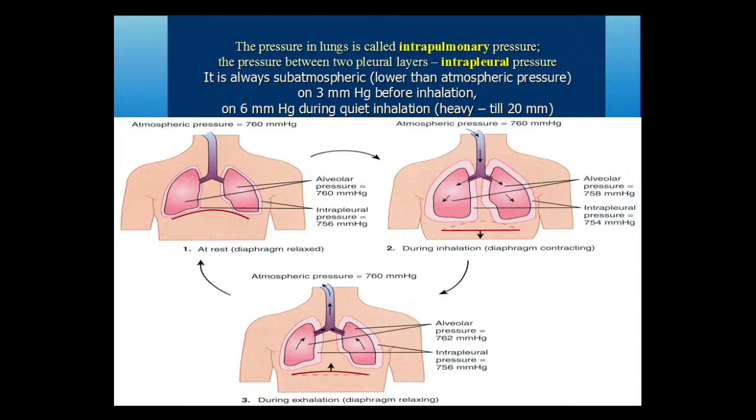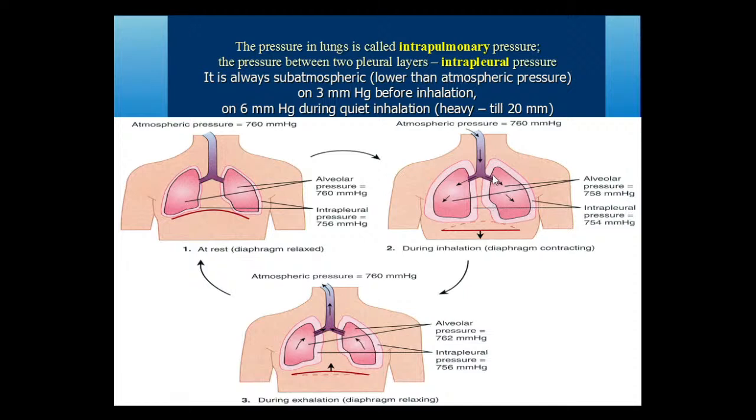Some definitions, some terms which we use in order to describe this event. Intrapulmonary pressure is the pressure in the lungs, and there is also the pressure between two pleural layers. You can see here two pleural layers, the parietal, external, and the visceral, which lies on the lungs. Intrapleural pressure can change significantly during inhalation and exhalation, and due to that, it plays a very important role in external respiration and in breathing.